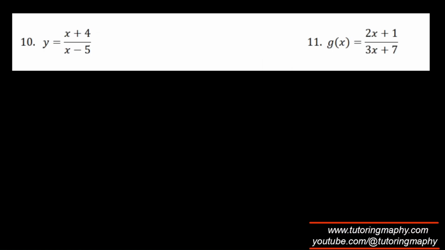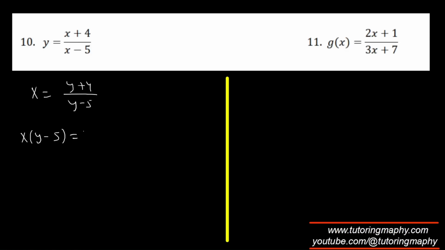All right. Similar question, I don't think there's anything different here. So just replace x with y, y with x. So that's going to look like x is equal to y plus 4 over y minus 5. Let's cross multiply. So x times y minus 5 is equal to y plus 4. Distribute. So xy minus 5x is equal to y plus 4. Club the y family together. So I'm going to subtract y from both sides.